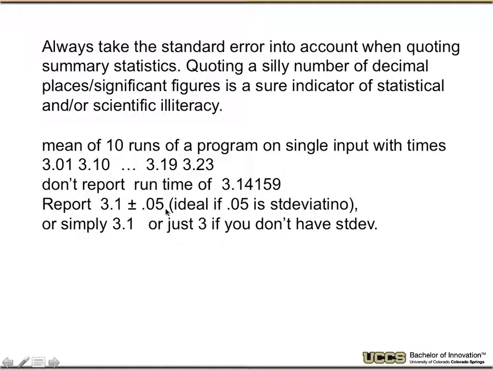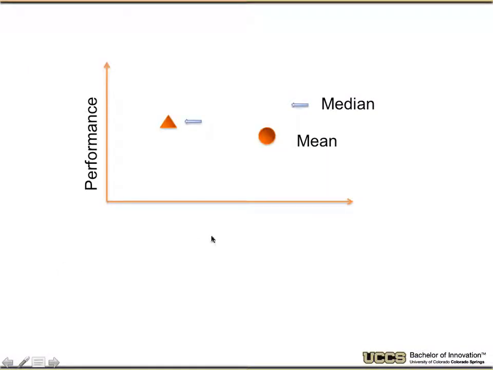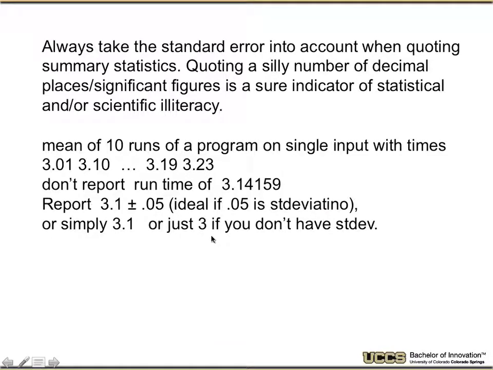If 0.05 is a standard deviation, we'll talk about that in just a second, to be clear. Or maybe just, if I don't know the standard deviation, or if I didn't bother to compute it, then I should say something like 3.1, or maybe 3.10, but not much more than that, okay? But I will see papers where they show me 7 digits. Why? Because that's what Python printed out for them, right? The default for Python is to print 7 digits. It doesn't mean they're all meaningful.